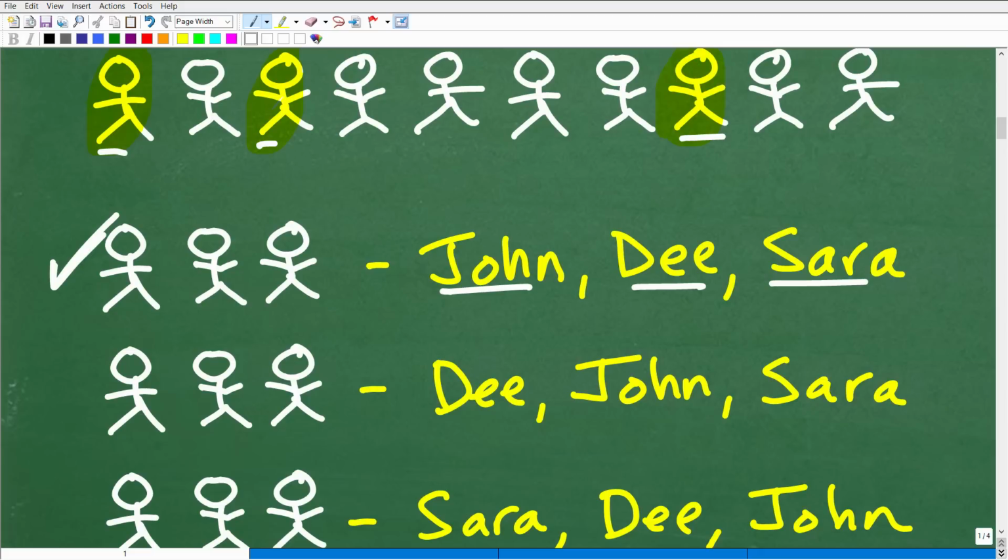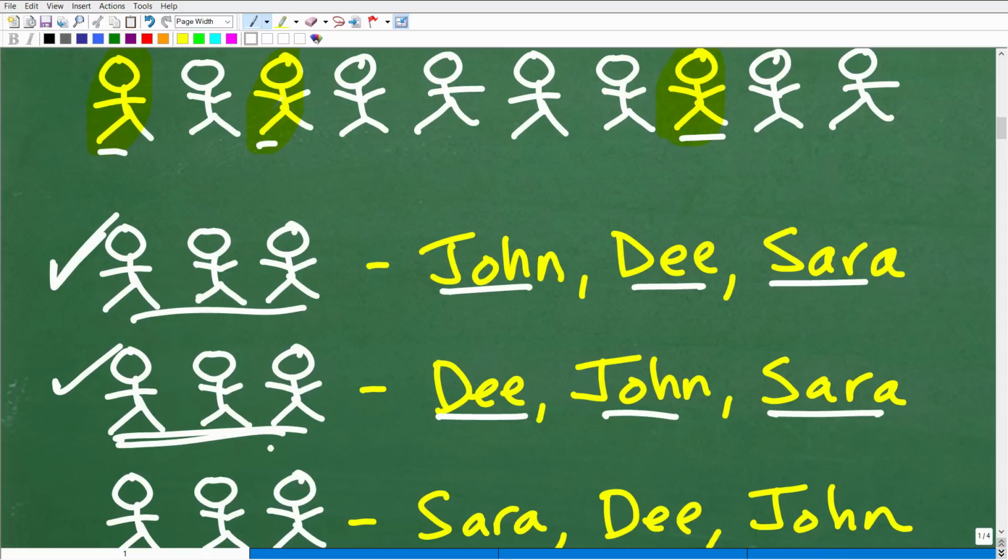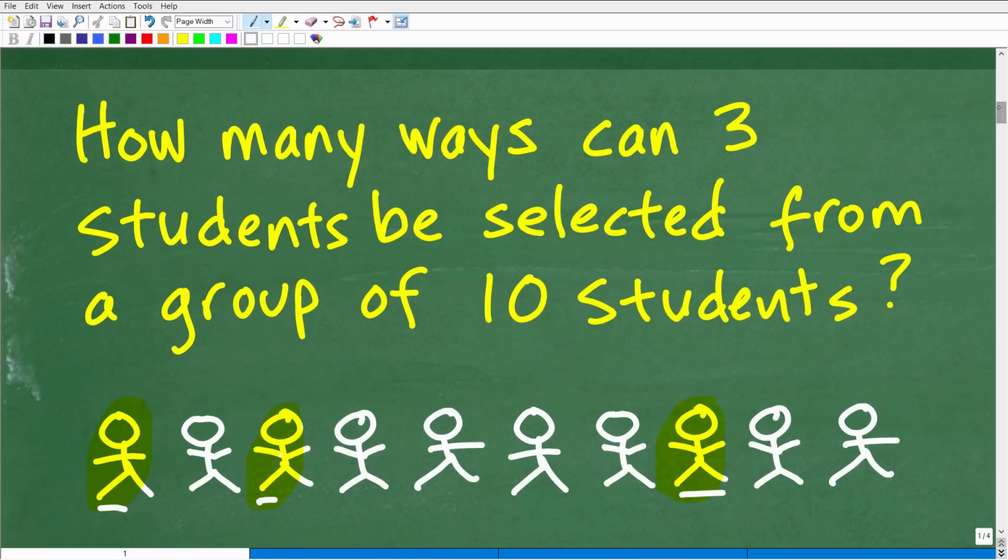But what if we said, you know what, we're going to pick Dee first, then John, and then Sarah. So we selected the people, our group of 3, in a different order, but does that really change anything? In other words, are these groups the same? This is one way we could pick 3 students from this group of 10. But is this another way to pick 3 students out of 10? Not really.